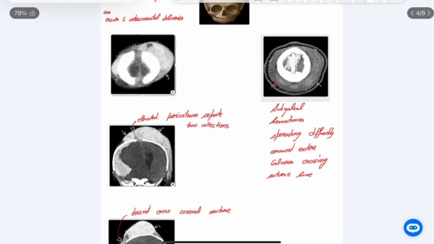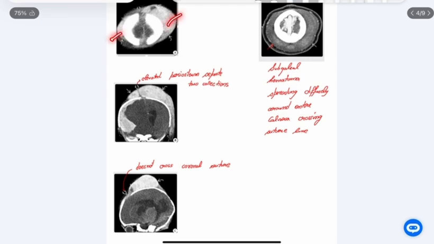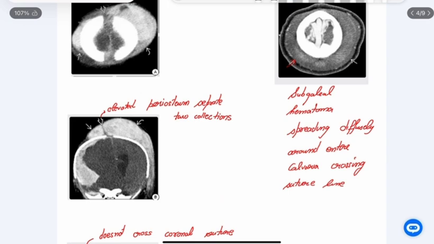Now in these CT images, we see two collections. These two collections do not seem to cross the midline and appear to be limited by the sutures. On the coronal image, we can see how the elevated periosteum is separating the two collections. In this image, we can see the same collection does not seem to cross the coronal suture. So, it is a cephalhematoma. This is a subgaleal hematoma. It is seen spreading diffusely around the entire calvaria, crossing the suture line.